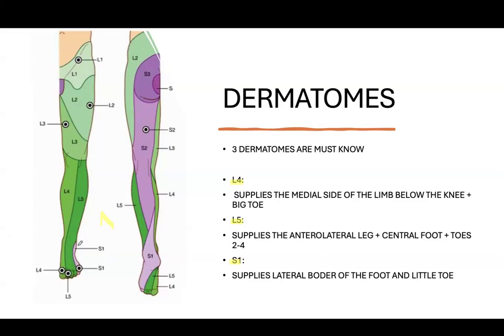L5 is the anterolateral leg. It kind of curves into the back here as well. This is a posterior view. And toes 2 to 4, right? And then S1 is the lateral border of the foot and the little toe, which basically means the last toe, and then, as you can see, the lateral border of the foot this way. So L4, L5, S1, an easy way to remember it is that it's going this way. L4 is medial, L5 is in the center, anterolateral, plus toes 2 to 4. S1 is the most lateral, and it's only the pinky. L4 is only the big toe.